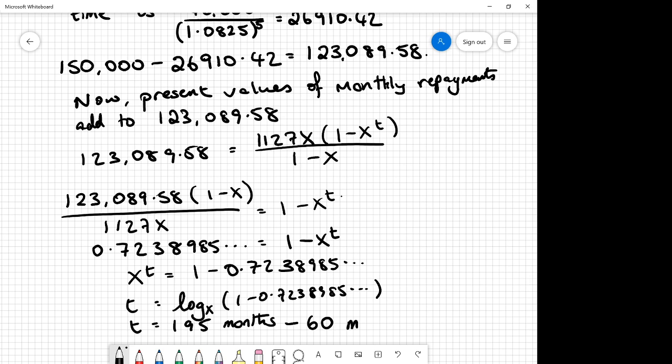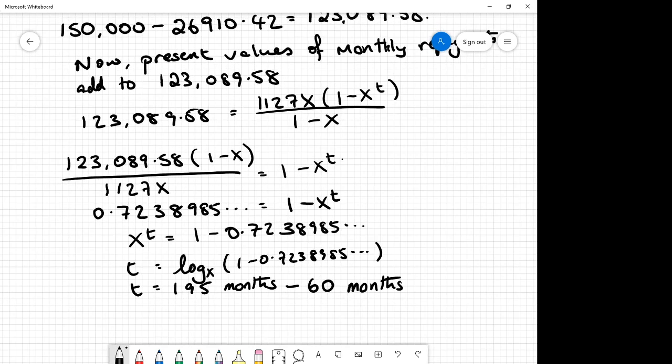So we have to take the 5 years off of that, so take away the 60 months and you get 135 months. Again, I'll pause there. I assume there will be a lot of questions about this one because it's not obvious.